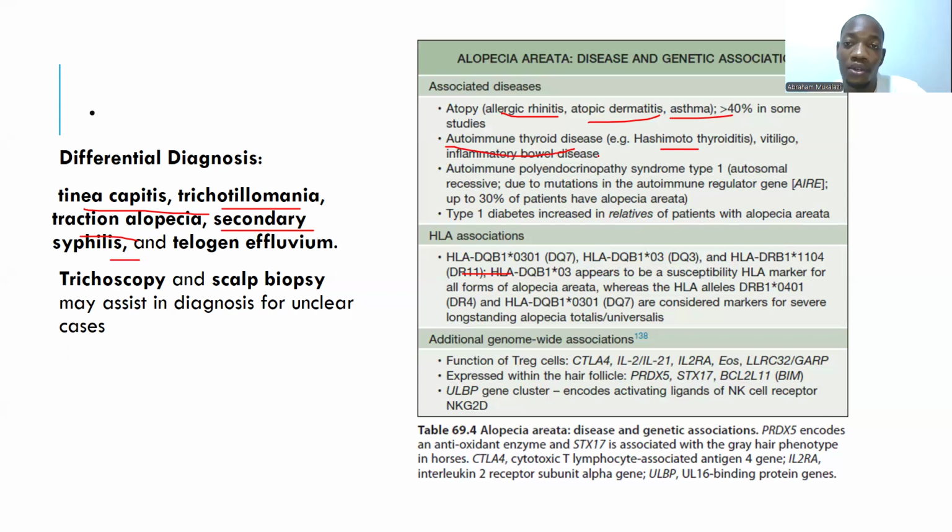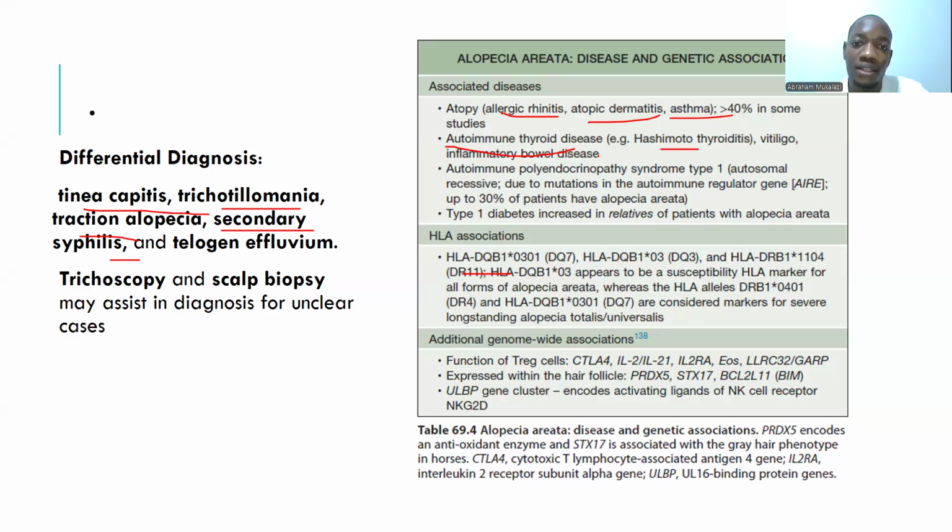Remember, all these are autoimmune conditions, just like alopecia areata. Then we can also have autoimmune polyendocrinopathy syndrome type 1, especially the autosomal recessive type, which has also been associated with alopecia areata, as well as diabetes, especially type 1 diabetes, that we usually see in young patients.